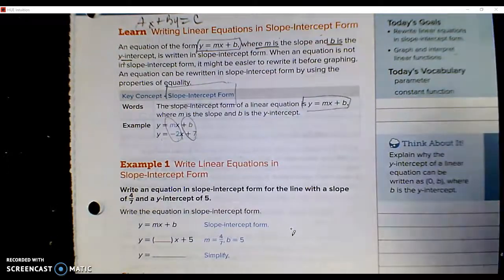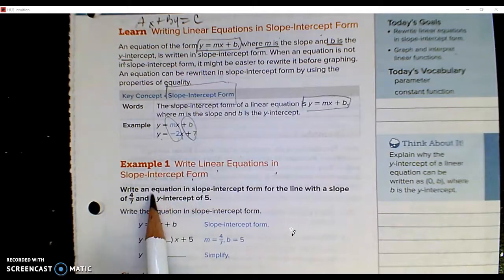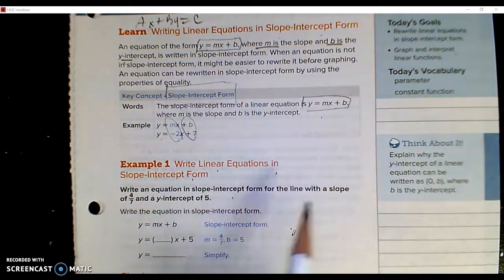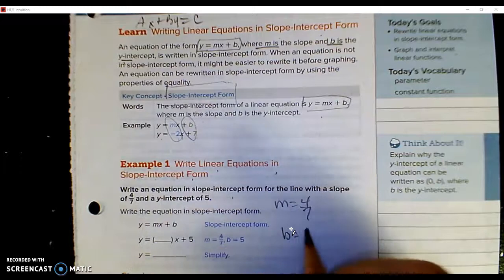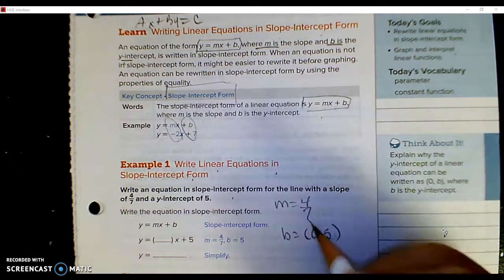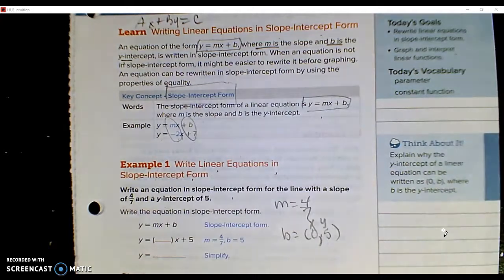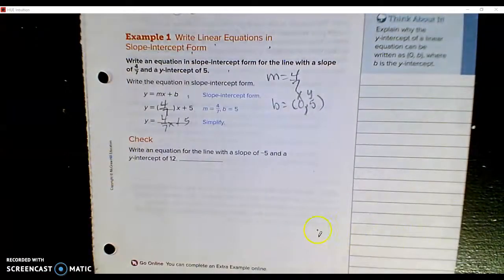Okay, take a look at this first example. Write linear equations in slope-intercept form. Write an equation in slope-intercept form for the line with a slope of 4/7 and a y-intercept of 5. I always like to write my y-intercepts like (0, 5). For some reason I just kind of like that. That way I always can remember it's x and y, b is my y-intercept. So when I write that in there, the slope is 4/7, my b is 5, and then y equals 4/7 x plus 5, and you're good. Go ahead and do the check right now, and we'll check it in class.